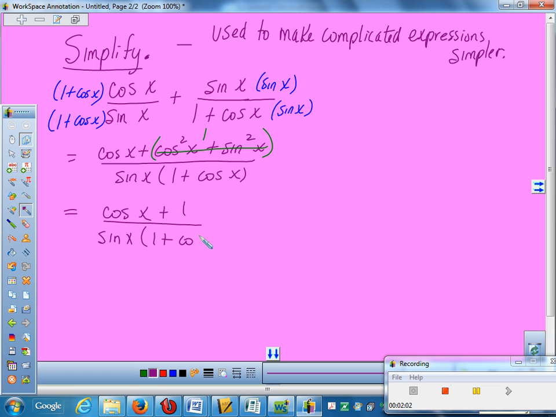Does anybody see anything that's kind of similar? Isn't cosine x plus 1 the same as 1 plus cosine? Those are the same quantity, and you can cancel whole quantities. So yeah, that bit is gone. What's left? You're left with 1 over sine, which actually I would consider an acceptable answer, but it could also be what? It's actually identity number 1, so you could even take it as far as saying it's cosecant.